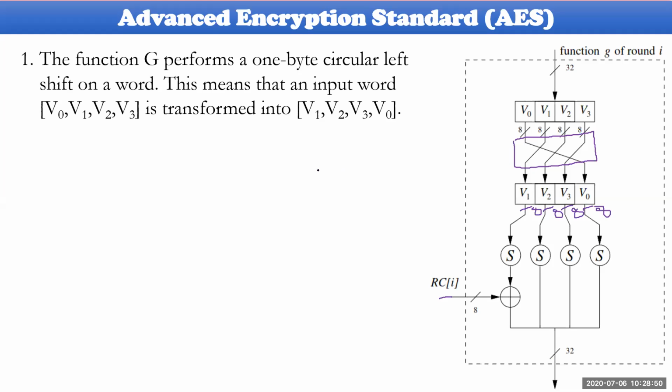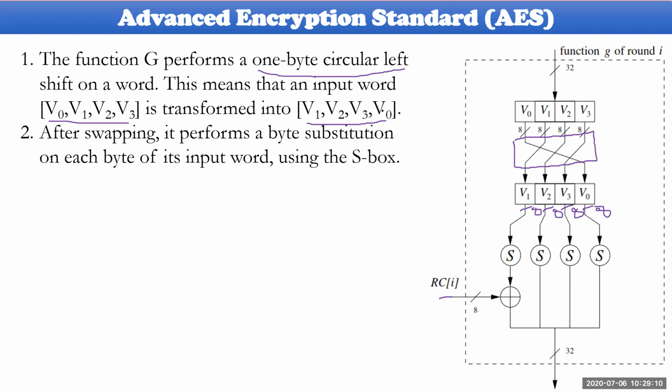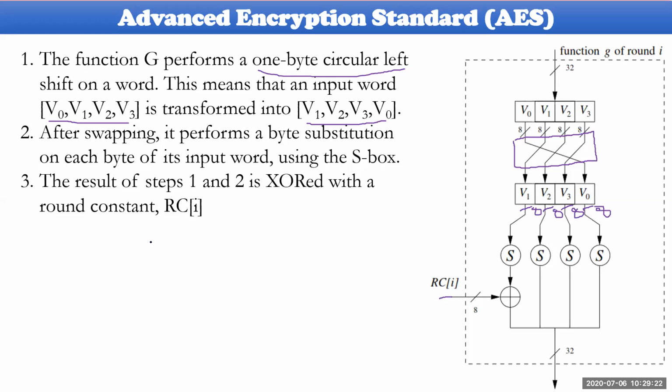Okay, let us see what these values are here. The G performs a 1 byte circular left shift in terms of the word, so that V0 to V3 get transformed: V1, V2, V3, and V0 in such a way. This operation is called swapping, shifting of 1 byte towards the left. After swapping, everything is sent to the S box. After the S box, 1 and 2 will be exclusive OR. How can this be done here?